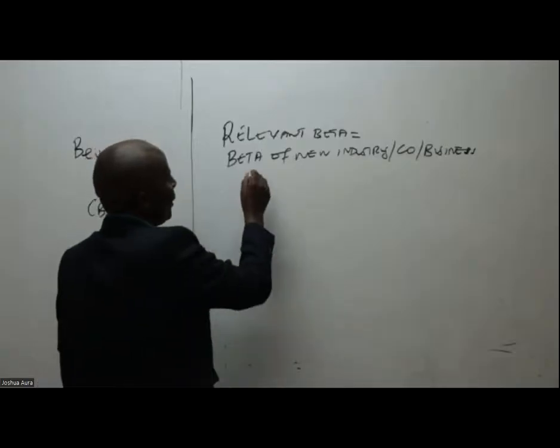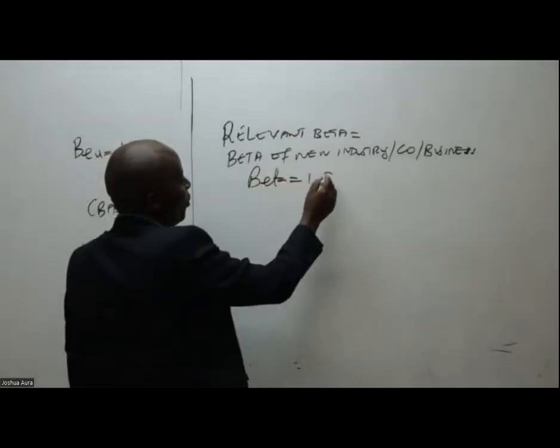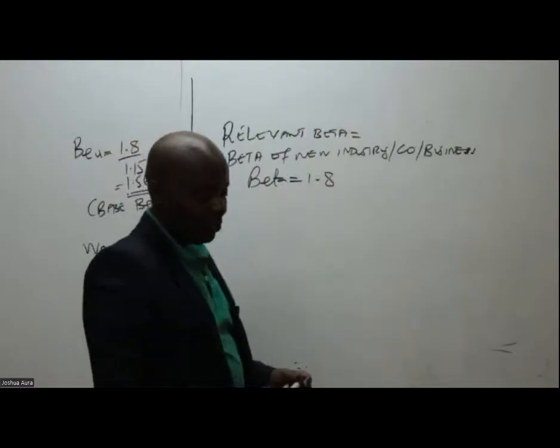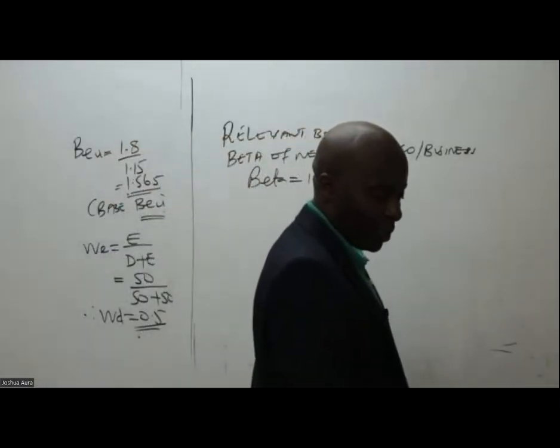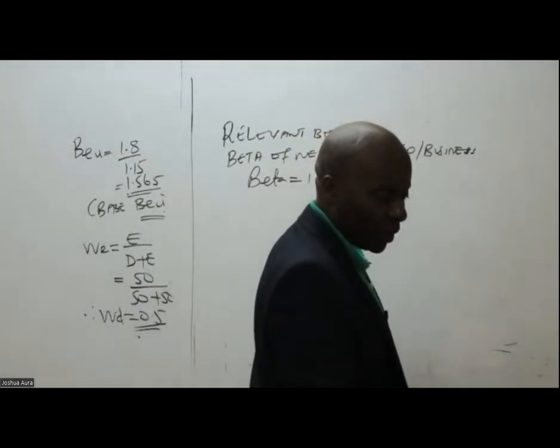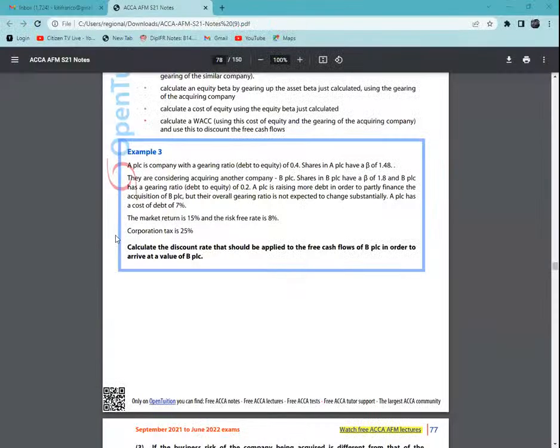And this beta that they have given me is the beta of 1.8 of the new business. Beta of this company is 1.8. Then I need to ask myself, is this new business levered or unlevered? You look at the capital structure given. I can see debt and equity in it. So it's a levered firm.